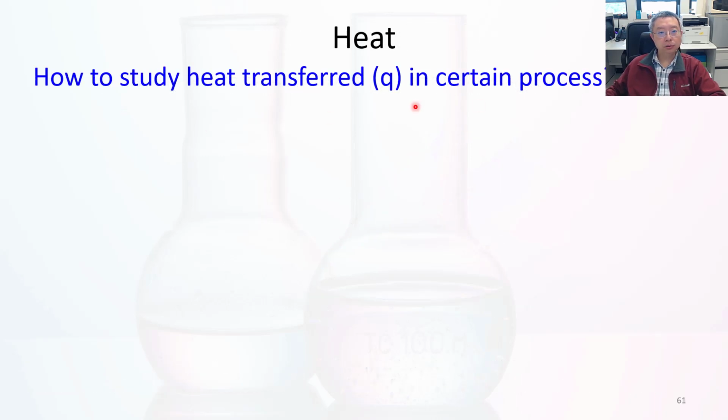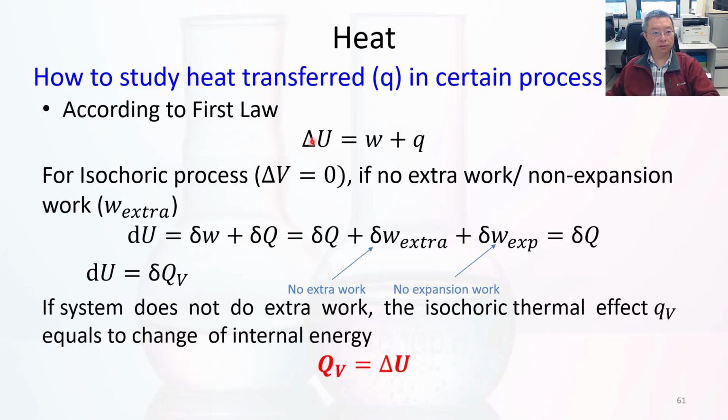So how do we study the heat transfer in a certain process? Ideally we can use some kind of measurement to measure the heat, but measuring heat is much harder compared with measuring work. So we are going to use the first law of thermodynamics to do that. According to the first law, delta U is equal to W plus Q. So if we know this one and this one, we know what this is.